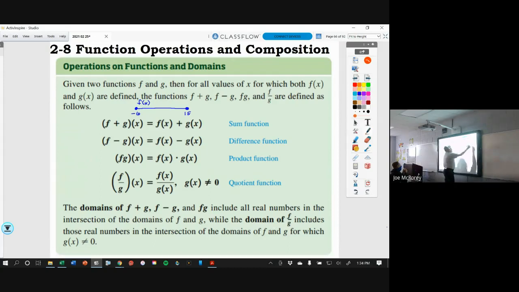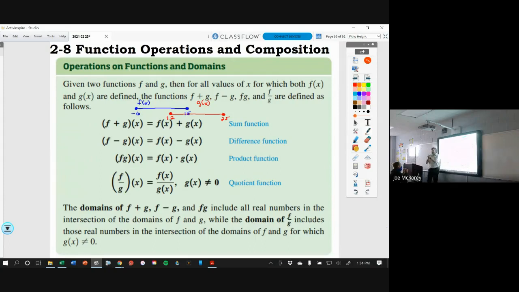Okay, let's say I've got another function. I'll call it g of x, and g of x has a domain from, say, 12 to, I don't know, 25. Can I plug 12 into the g function? Yes. Can I plug 18 into the g function? Yes. Can I plug 25 into the g function? Yes. Can I plug 10 into the g function? No. So the domain of g is only from 12 to 25.